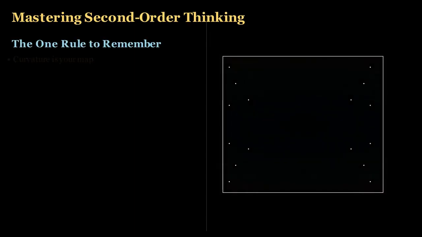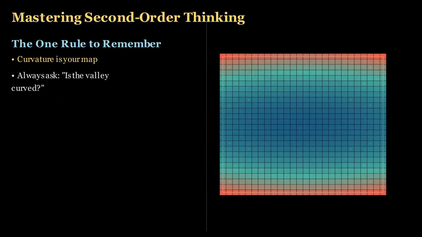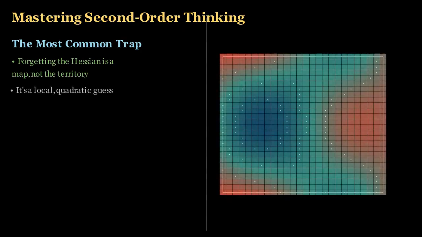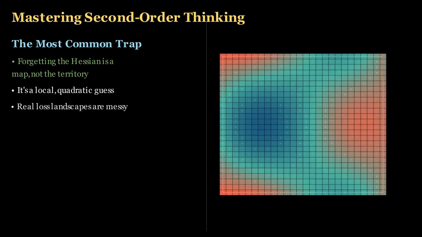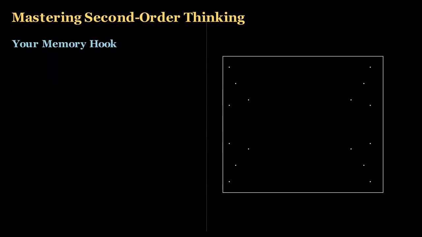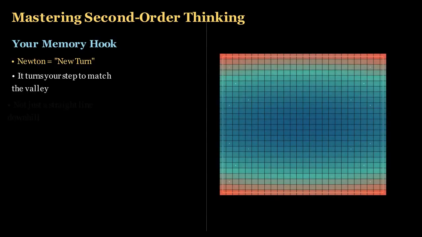We just solved the zigzag puzzle. So here's the master rule: always think about curvature. Before you take a step, ask if the valley is curved. That single question is what separates second-order methods from blind gradient descent. The biggest mistake is treating the Hessian as perfect truth. Remember, it's just a local, quadratic guess, like using a flat map for a round Earth. Real-world loss landscapes have cliffs and twists far from your current point.